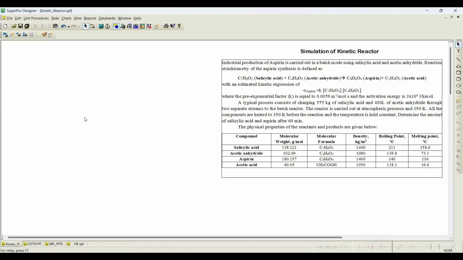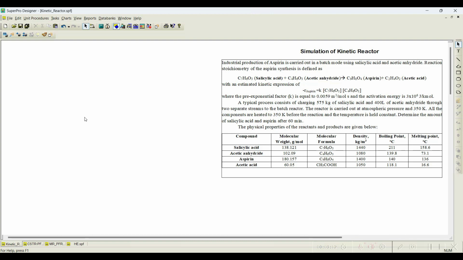In this example, let us see how to simulate a reactor with kinetic information. Just for an example, I have taken aspirin production again. The reaction stoichiometric equation is given and the kinetic expression is given, that is, the rate of aspirin is equal to K into the reactants, that is salicylic acid and acetic anhydride, with a pre-exponential factor, that is the Arrhenius equation, K is equal to K naught into e power minus Ea by RT.